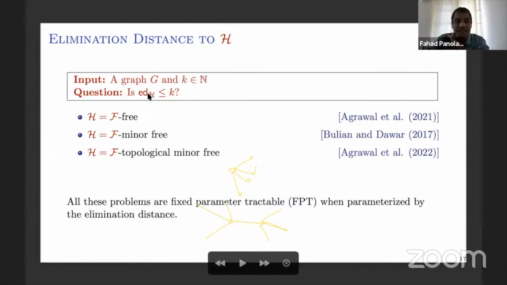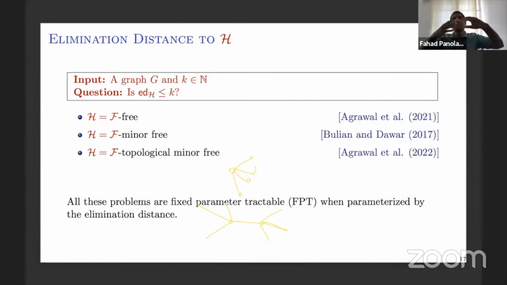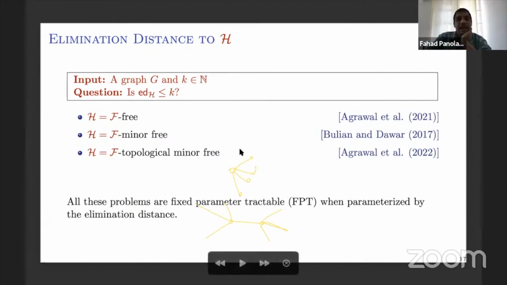That means that deletion, or elimination, to an F-free graph is FPT when parameterized by k, where k is the elimination distance, not the cardinality of the set of vertices you delete, but the depth of that tree, the elimination forest, whatever we call it. And Bulian and Dawar proved that when H is F-minor-free, the problem is FPT.